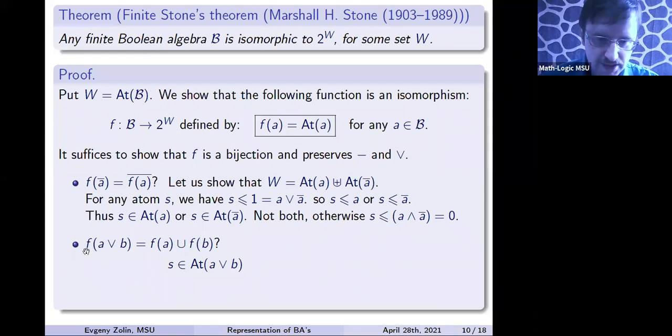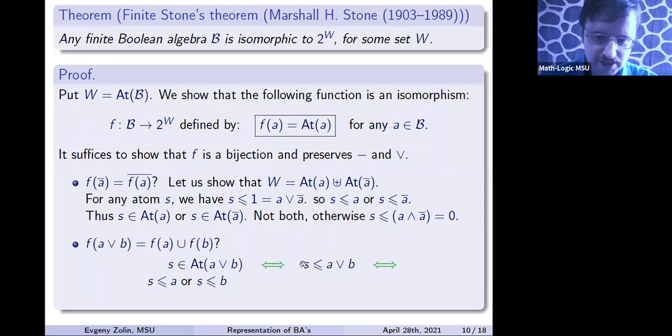Let us start. Take any element from the left hand side. It is an atom. So for any atom S, it belongs to the left part if and only if this atom S is below A or B. By the crucial property of atoms, it is the same as S is below A or S is below B.